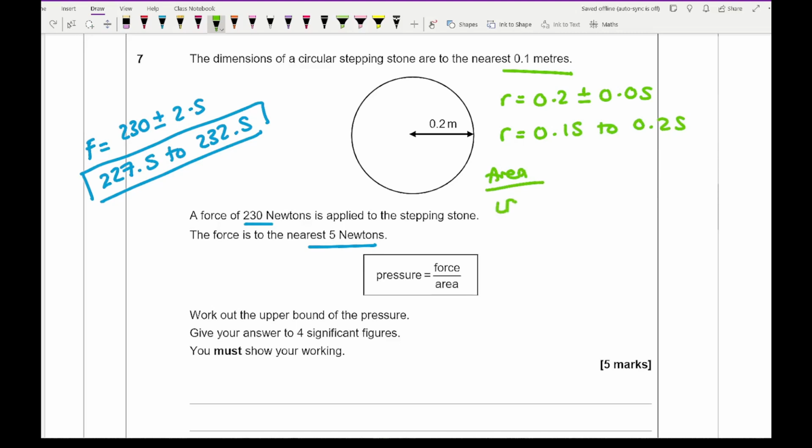So the lower bound of the area is going to be pi times the smallest r, which is 0.15 squared, and the upper bound is going to be pi times the biggest r value, which is 0.25 squared. Now entering them both on the calculator, the lower bound is 9/400 pi and the upper bound is 1/16 pi. Now I'm just going to leave that in terms of pi.